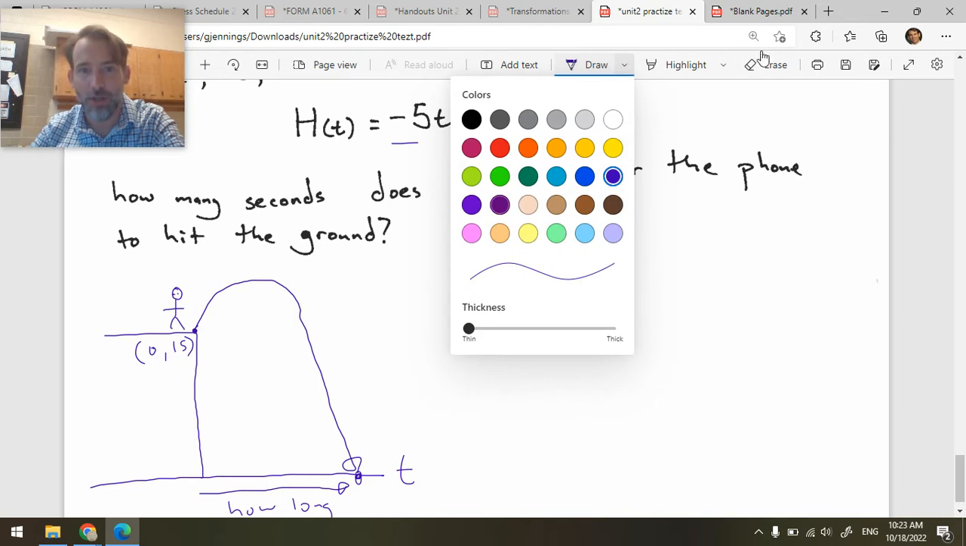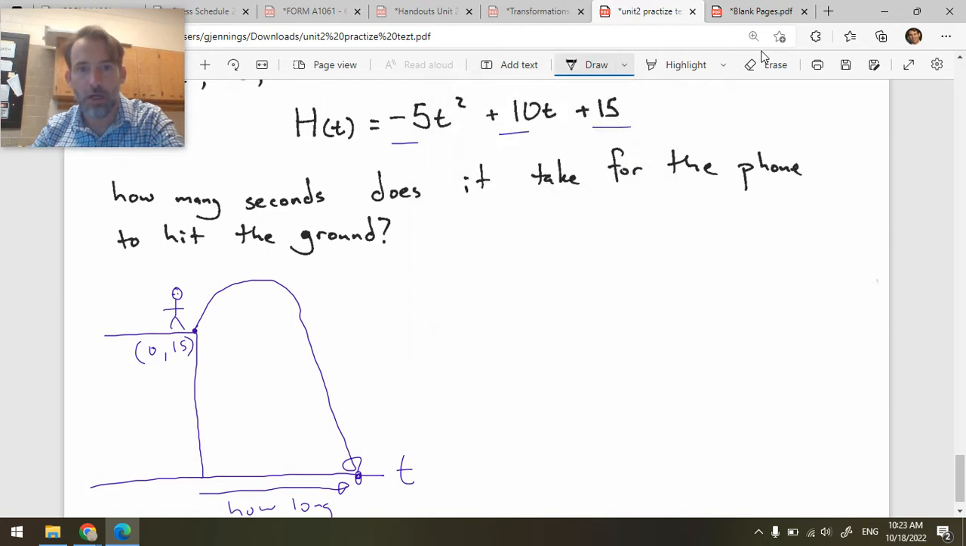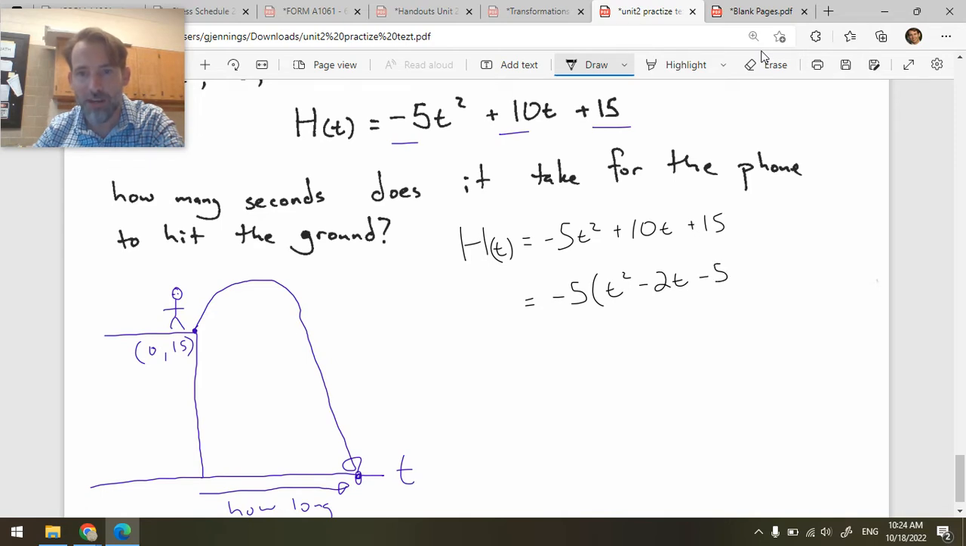So now I'm going to go into black algebra mode. All right, so I have h of t is equal to, I'm going to write it out first, minus 5t squared. Oh man, a is not 1, plus 10t plus 15. It's hard to factor when a is not 1. Oh, but the teacher made it such that negative 5 could come out as a common factor, and we would have t squared minus 2t minus 5. Oh, no, not minus 5. Minus 3. There we go.